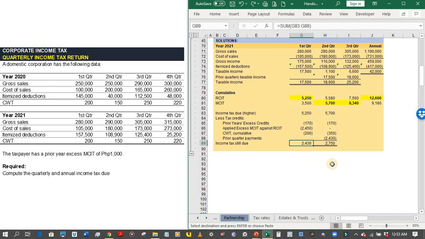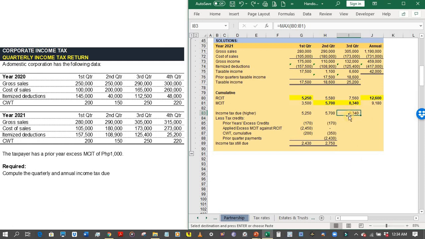So now let us proceed to the third quarter. For the third quarter, our income tax due is MCIT again, because the higher amount is MCIT, that is 8,340. Again, this is a cumulative amount. It means it covers first quarter, second quarter, and third quarter. So this is the income tax due for the first 9 months of 2021.